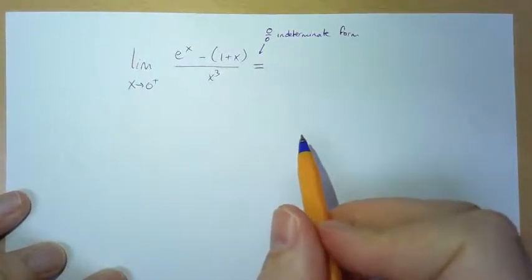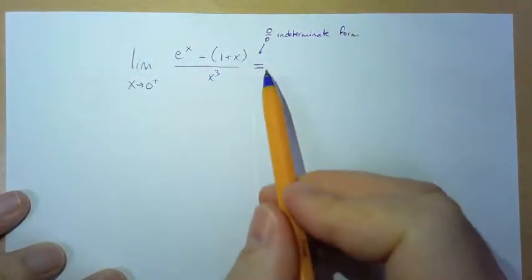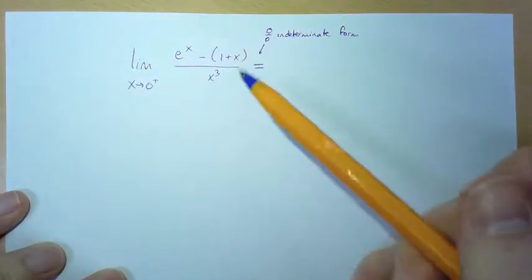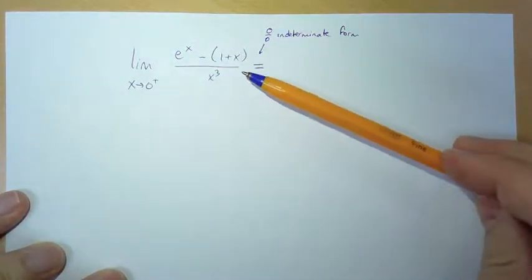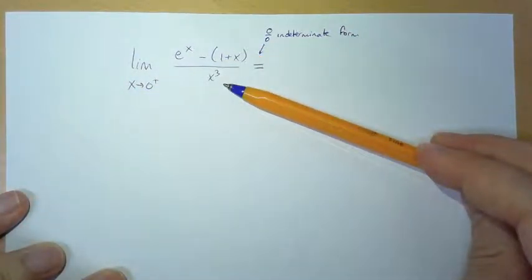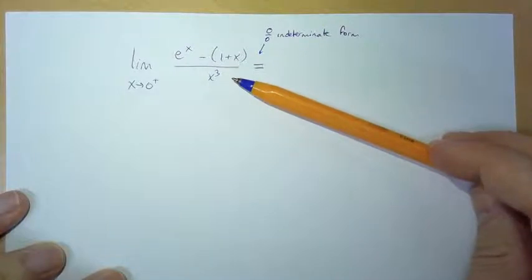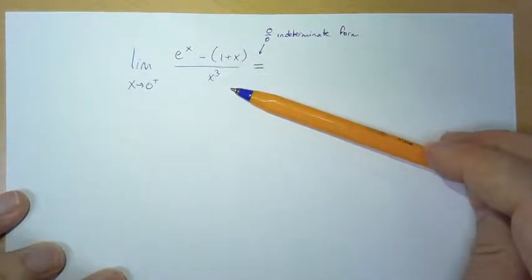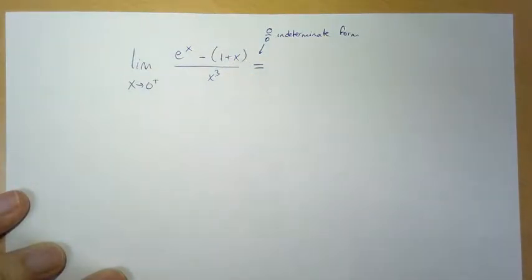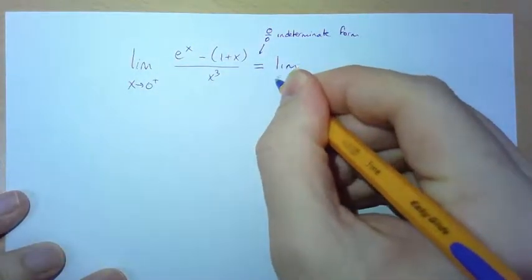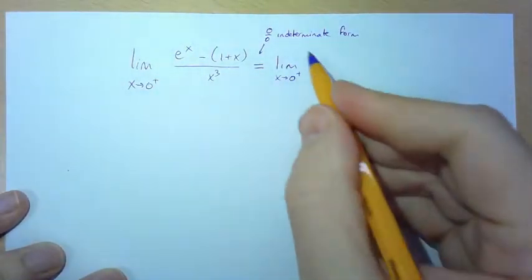So when we have an indeterminate form, that's when we can apply L'Hopital's rule. And L'Hopital's rule says that if the limit of a function f of x over g of x, if we have that, then it's equal to the limit of f prime of x over g prime of x, provided it's an indeterminate form.